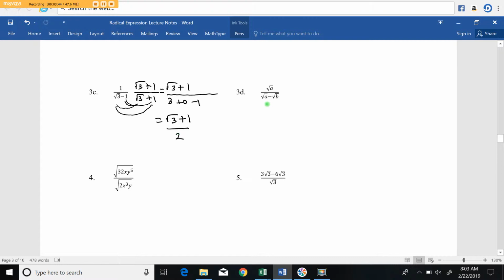For the person watching the video, when you try this one, what you want to do is multiply this by square root of a plus square root of b, top and bottom. You've got to do both.